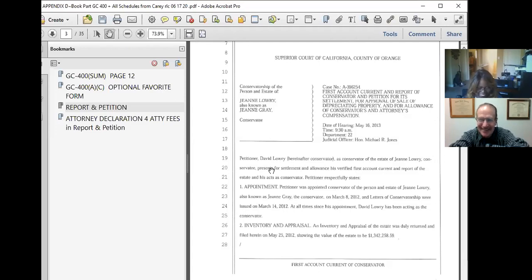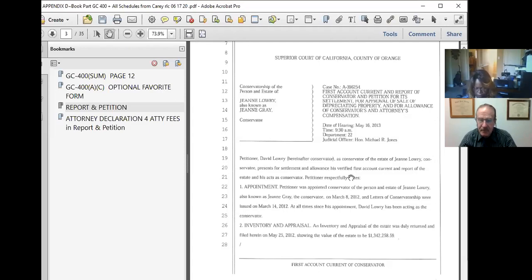Okay. So now I'm going to move down to what it actually says, or what you are asking the court, the judge, to do. So basically you're saying, Your Honor, I, the petitioner. So you are the petitioner. So you, the petitioner, your name as the conservator, we're using that example, so you would change it based on your situation, of the estate of the person that's listed up here, who is the conservatee, presents this accounting for settlement and allowance. I wish you to verify what I've done and all the acts I've done.